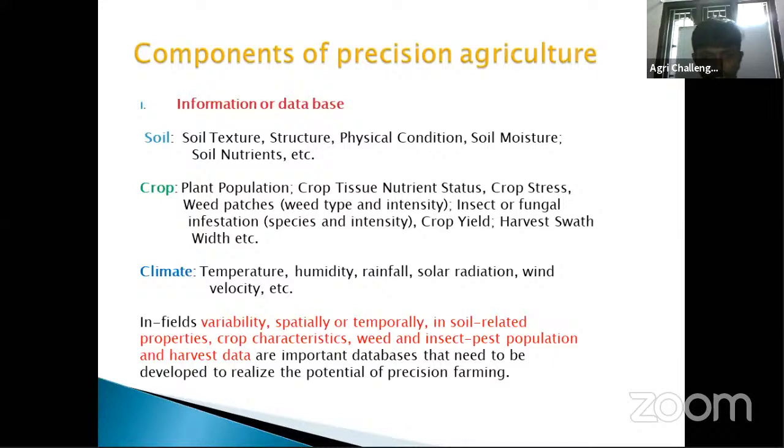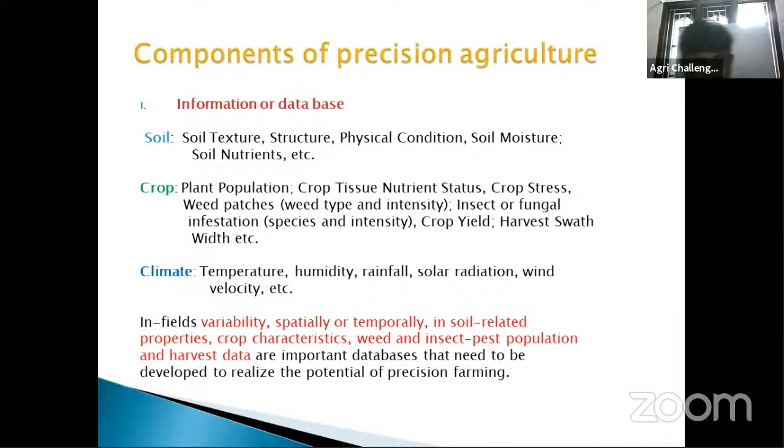These are the important databases that need to be developed to realize the potential of precision farming. For precision farming, we have to collect data related to all these aspects. I already told you, I collect data with the help of this GPS, these geospatial technology tools, starting from remote sensing to cloud computing. I have the data.